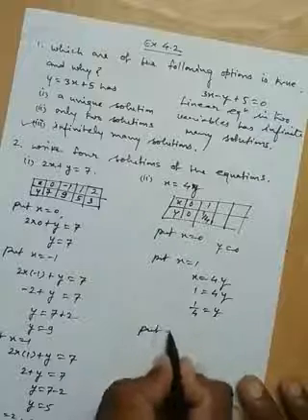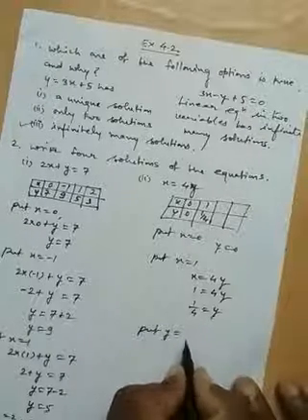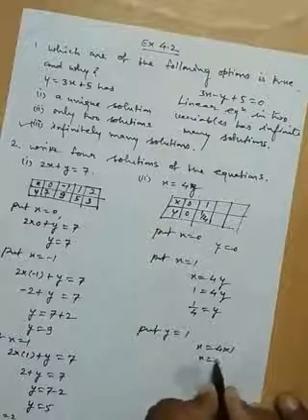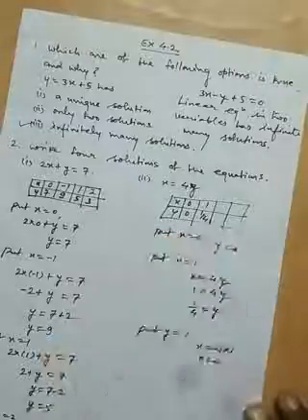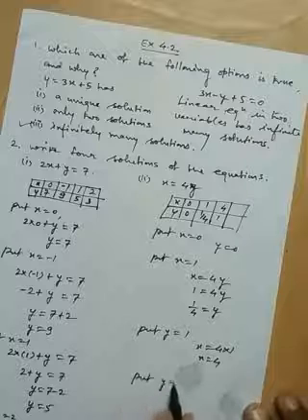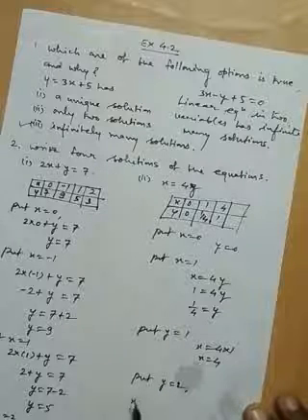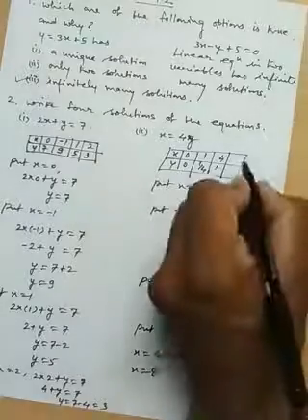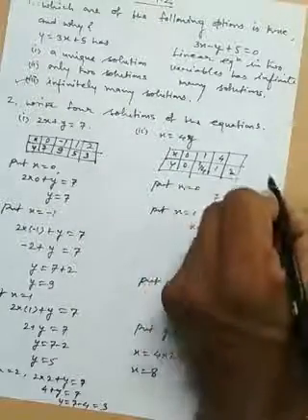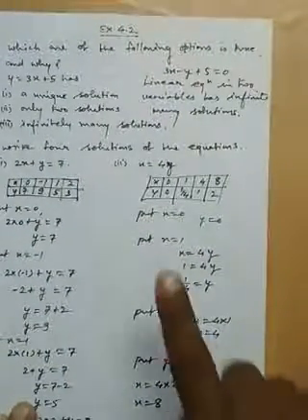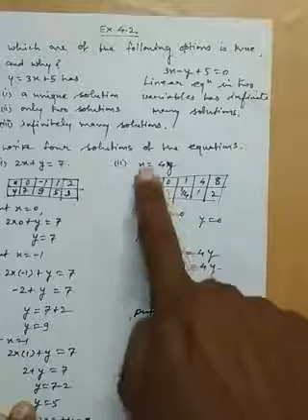We can put the values of y also. If we put y equal to 1, then x equal to 4 into 1, so x equal to 4. If we put y equal to 2, then x equal to 4 into 2, which is 8. If we put y equal to 2, then x equal to 8. So these are the four solutions for this equation x equal to 4y.